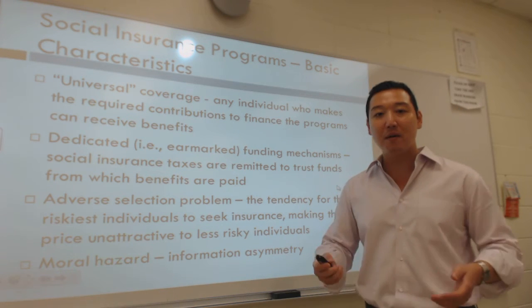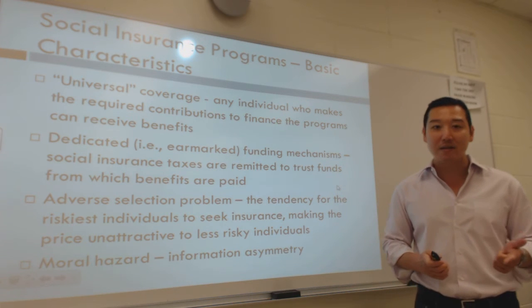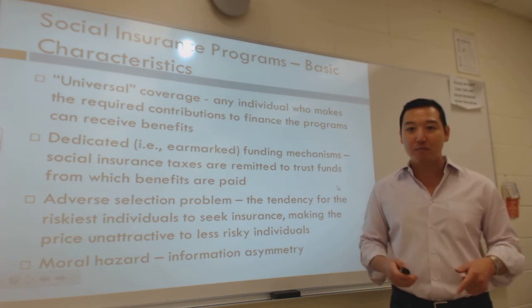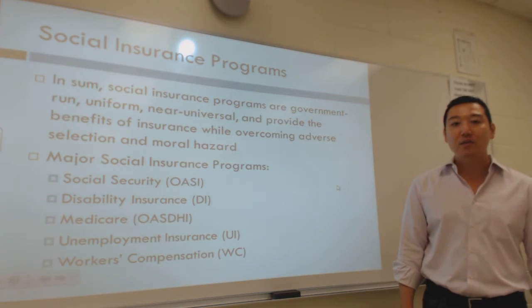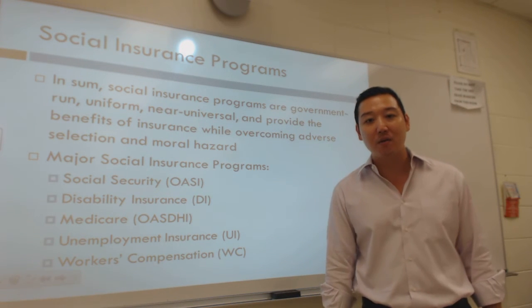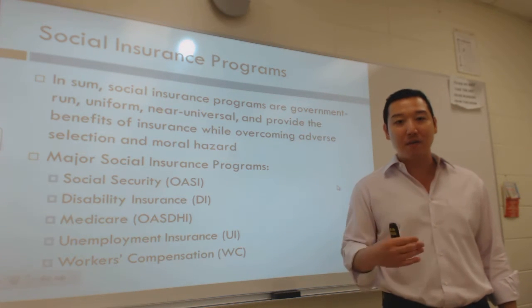Okay, so generally speaking, social insurance programs are thought to overcome issues of adverse selection and moral hazard that typify private insurance problems, just conceptually speaking. And so just a quick recap here. Social insurance programs certainly are government sponsored, right? We force people, government steps in.